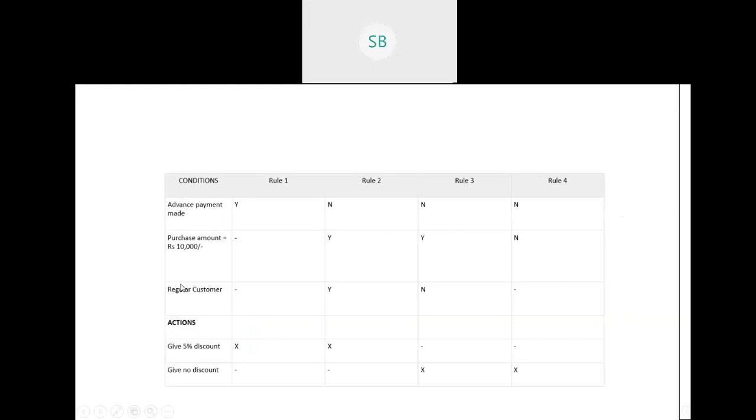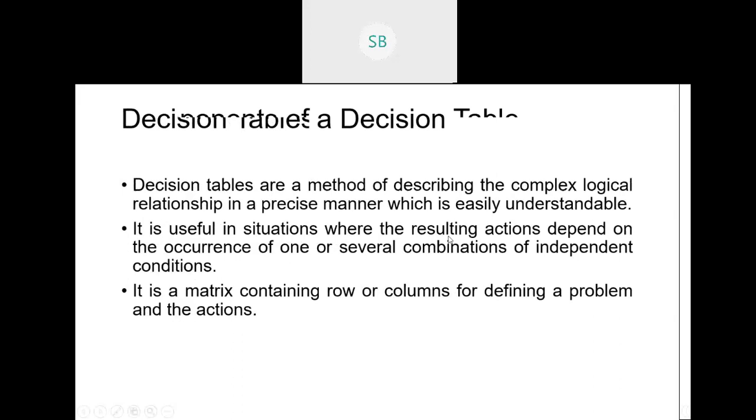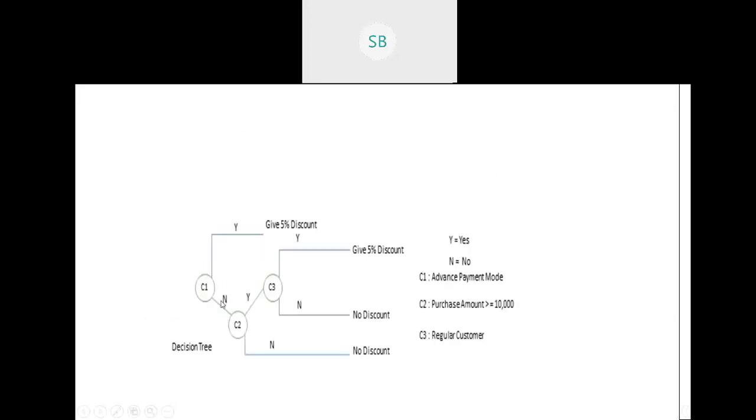So this is the condition stub and action stub. Are you clear on this point? These two parts, what are the conditions? Now, based on this, we will decide, like we have some rules, right? In the decision tree, we had some rules, yes or no.